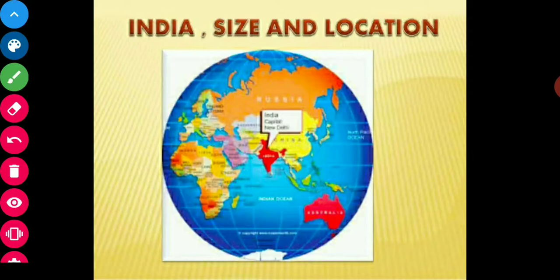To avoid this confusion, India has accepted 82.5 degree east longitude as the Indian Standard Time, IST, that is called the Standard Meridian of India. It is 5.5 hours ahead of the Greenwich Mean Time, GMT.